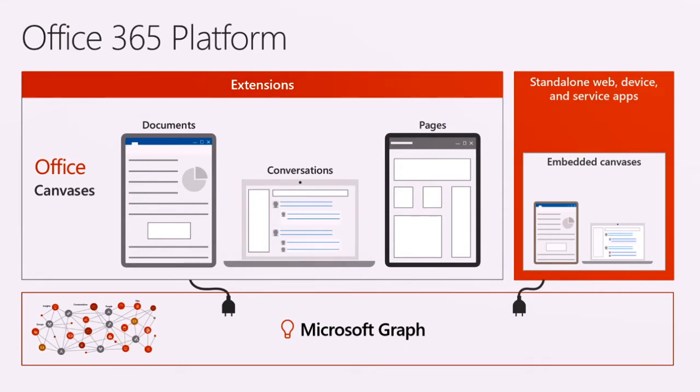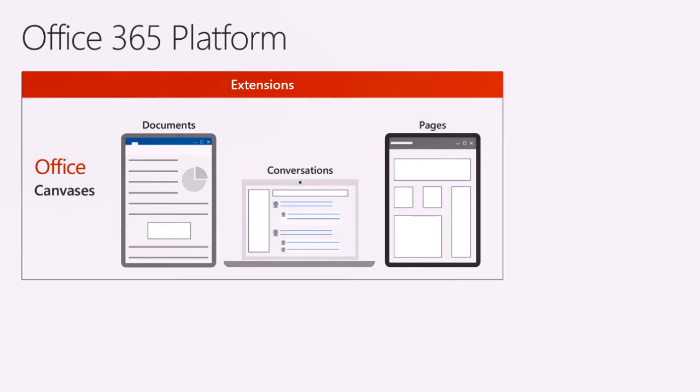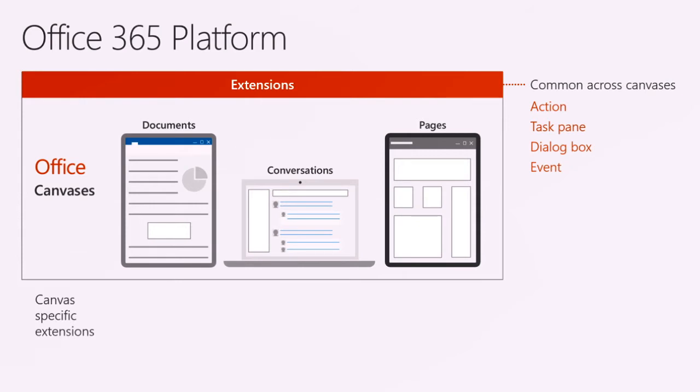And then within our canvases, we have the notion of extensions, where you want to teach our canvases something new that it doesn't natively know how to do. And sometimes that takes the form of things that are very consistent across these canvases. So things like buttons or commands, task panes, dialogues, those make sense in the same way across all of those different canvases. But sometimes we talk about things that are very specific to a canvas.